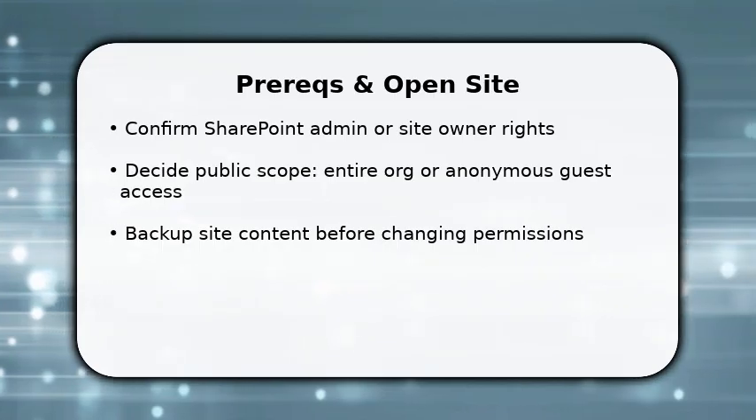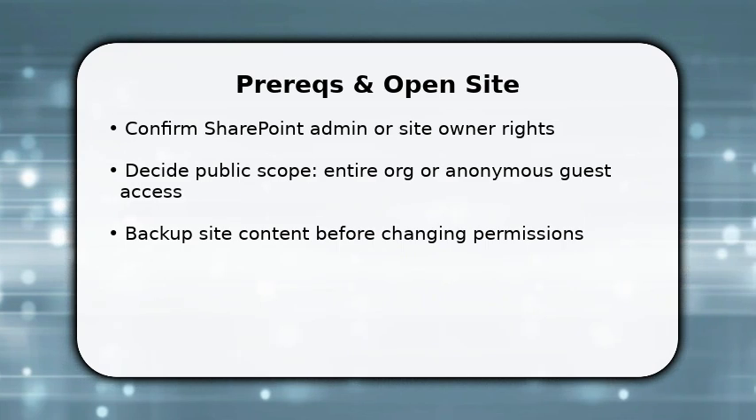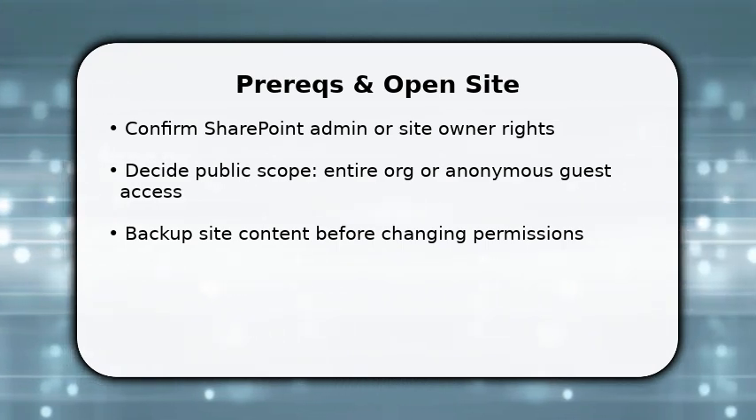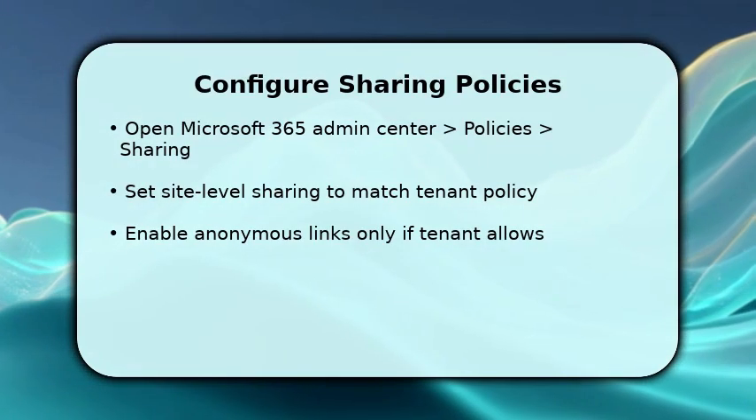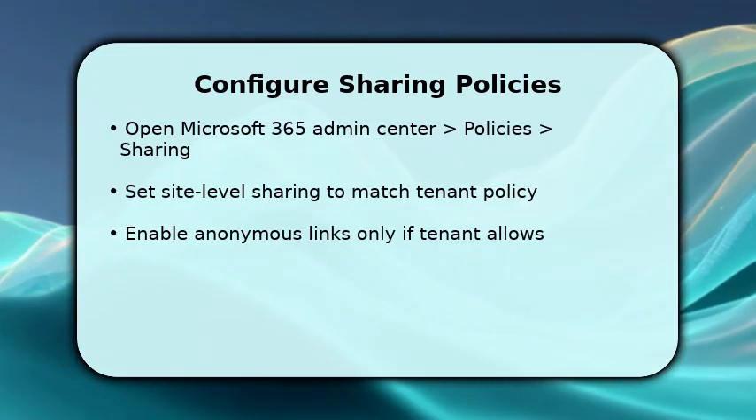Now open the SharePoint site settings and navigate to Site Permissions to begin changing sharing behavior. This is the first actionable step. Once in Site Permissions, you need to configure both tenant and site-level sharing policies so they align.